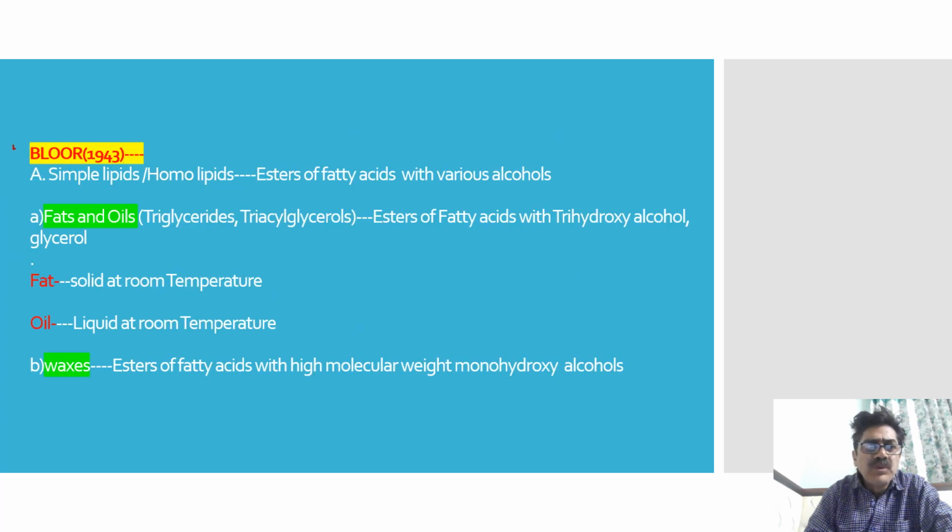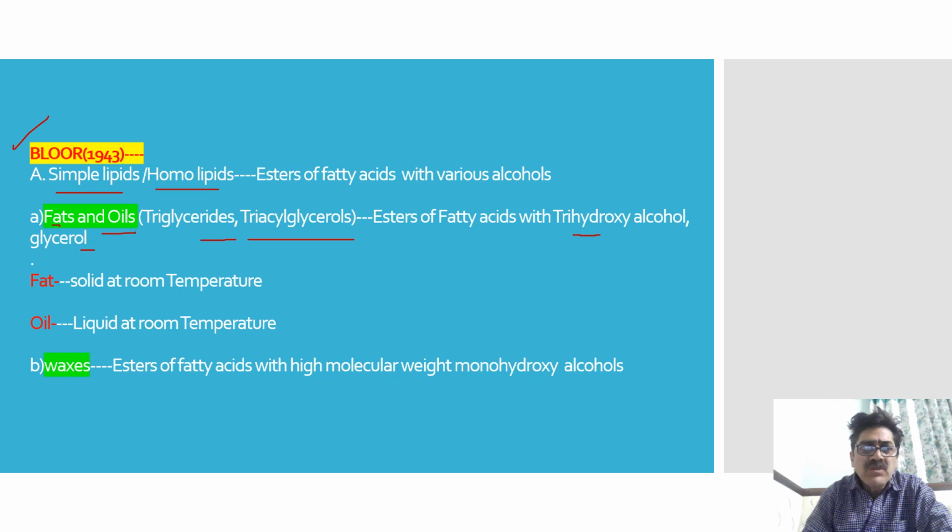It was actually Bloor, in 1943, who classified lipids into three classes. Simple lipids, also called homolipids, are esters of fatty acids. Here you have to remember one thing: they are esters of fatty acids with various alcohols. That includes fats and oils. Fats and oils are triacylglycerols or triglycerides, esters of fatty acids with trihydroxy alcohol. Trihydroxy alcohol means glycerol. Glycerol is the backbone over here.